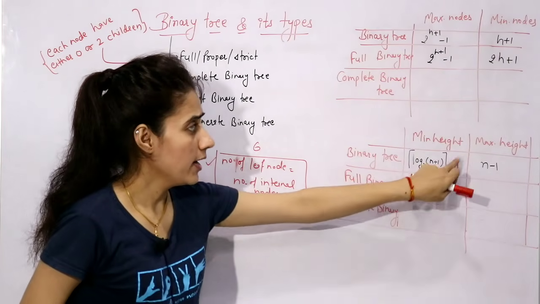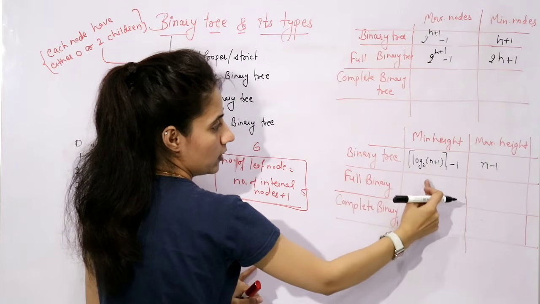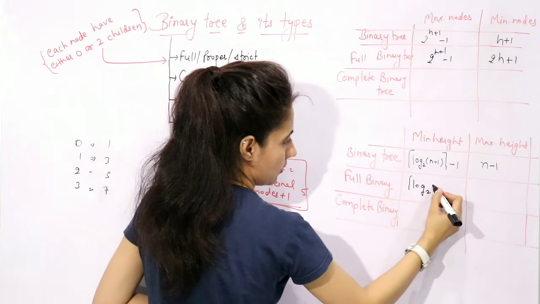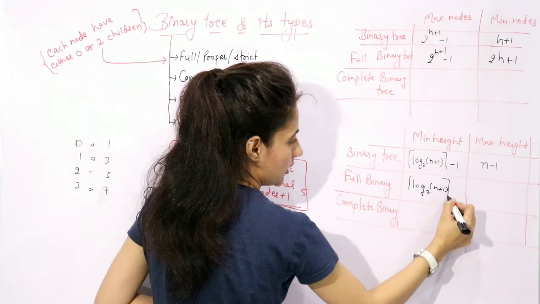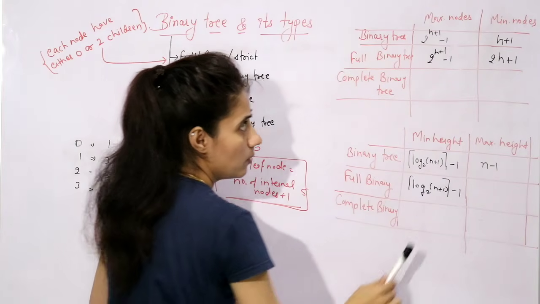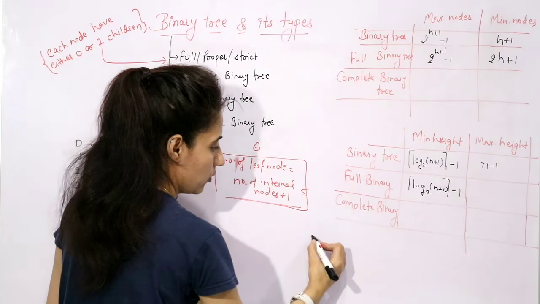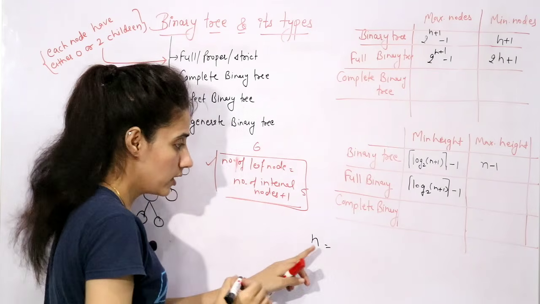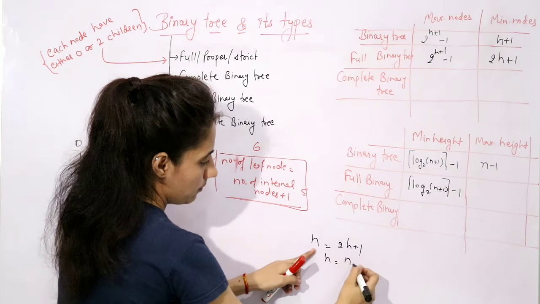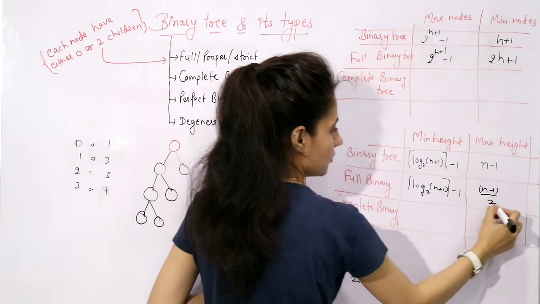Now how to calculate the minimum height and maximum height? See, the maximum number of nodes will give you the minimum height. So the minimum height would be the same as the previous one, as in a binary tree: ceiling of log of n plus 1, minus 1, right? Because the maximum number of nodes is the same. But here the maximum height can be, the minimum number of nodes is 2h plus 1. So if the minimum number of nodes is given as n, how to calculate the height? 2h plus 1 equals n, so h is equal to n minus 1 divided by 2.